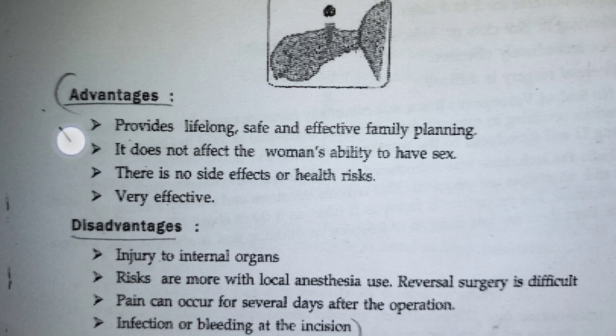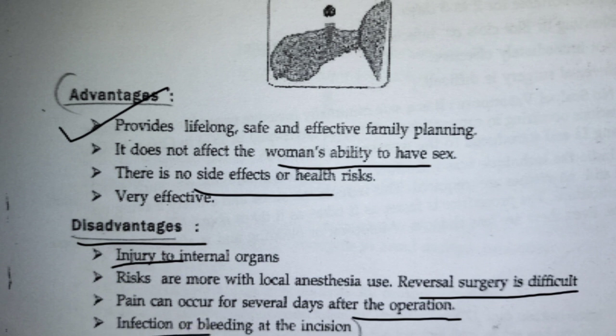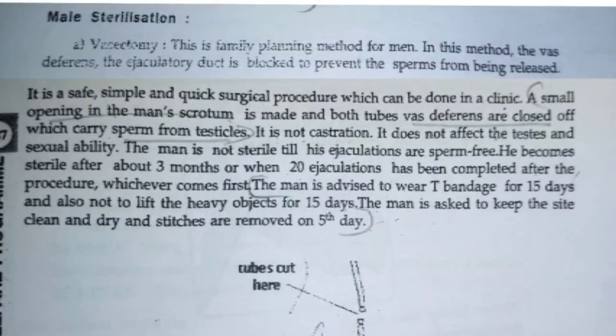This method is very effective, and it will not affect the female's ability of having sex, and there are no side effects. When it comes to disadvantages, once the operation is performed, it can't be reversed, the operation pain is seen for many days, because of the operation there can be injury to the internal organs, and there can be a lot of bleeding, and infection can also be seen.